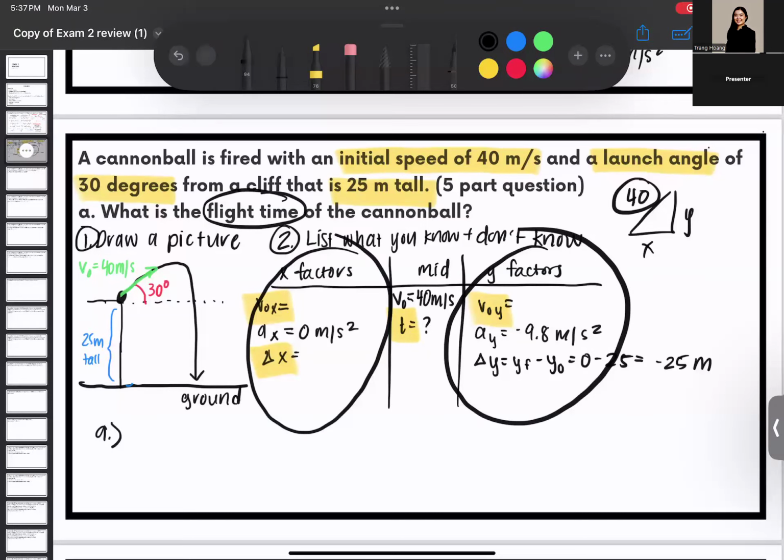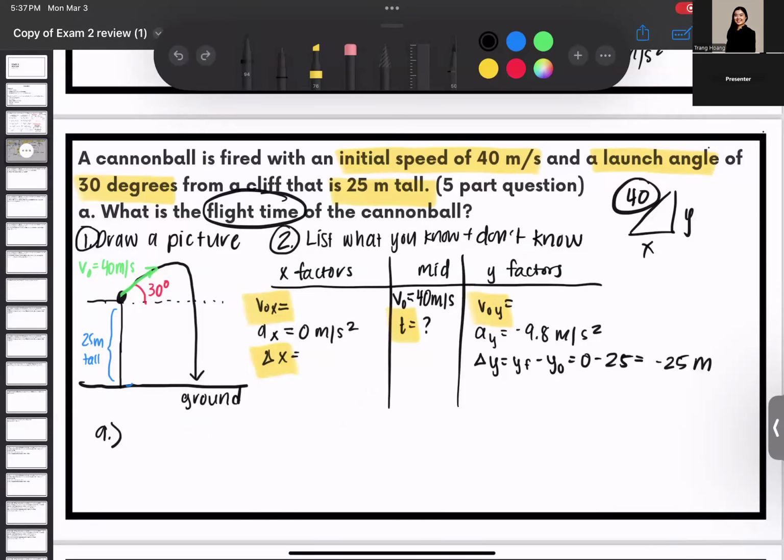And if I look between everything I have under my X factors column and everything under the Y factors column, what I'm seeing is that I have a lot more information in the Y factors column. So I'm going to gravitate towards that. Since I have more information, I'm going to be able to get my answer a lot easier and use the right equations, okay? So we're going to be using our Y factors. I'm going to give it a little green highlight.